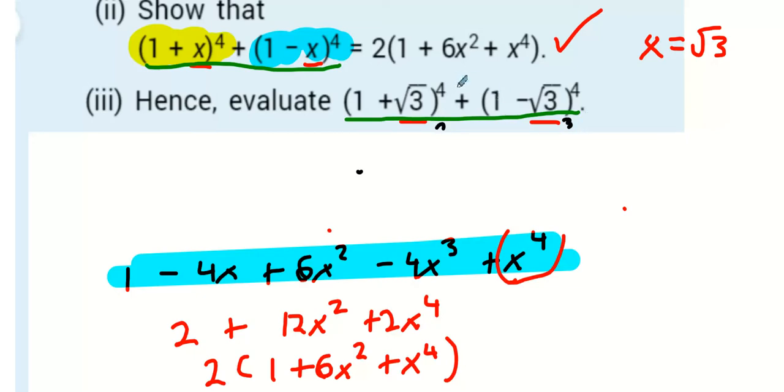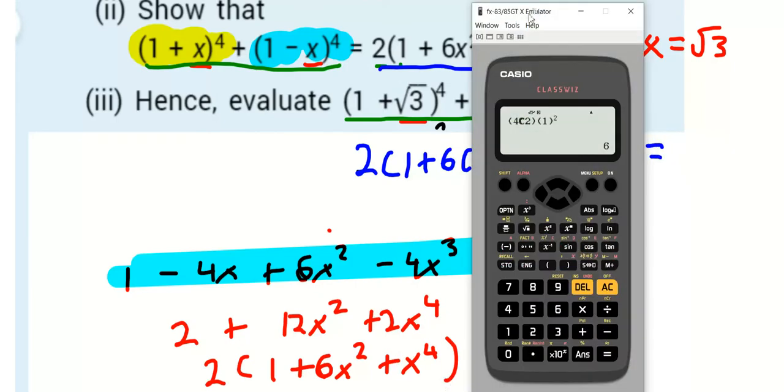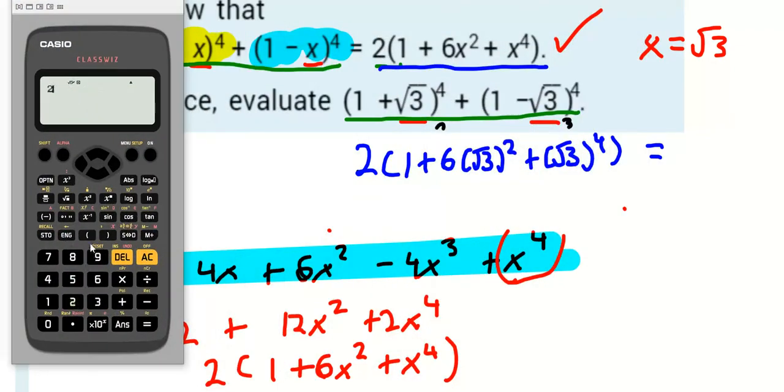So I'm going to be quite lazy with this. If that green part is the same as this blue part, that would mean I can write down 2, and anywhere I see an x, I'm going to replace it with root 3, right? Now I'm just going to go straight into the calculator with this, and I'm going to calculate that really fast. I'm pretty slow on the board, but we'll see.